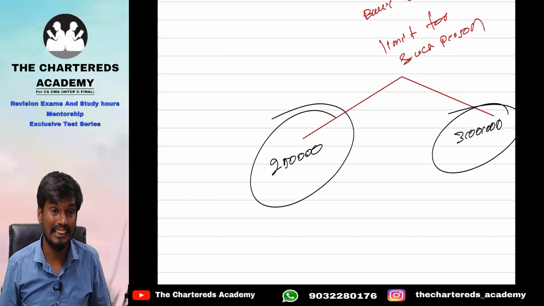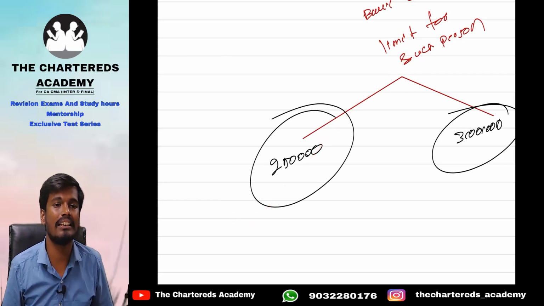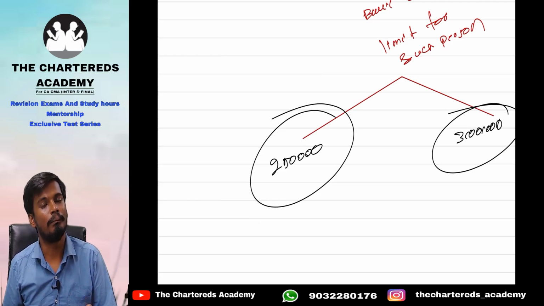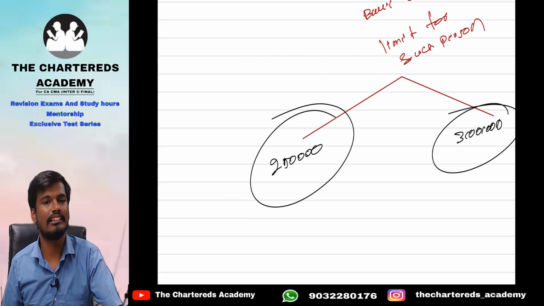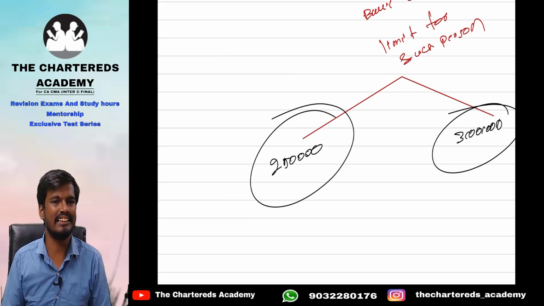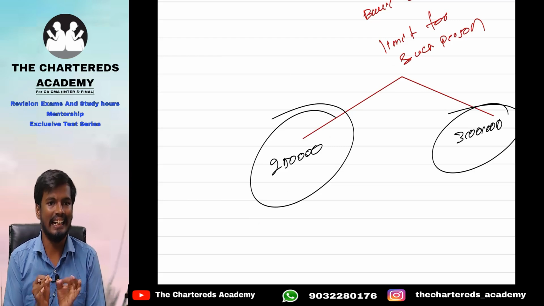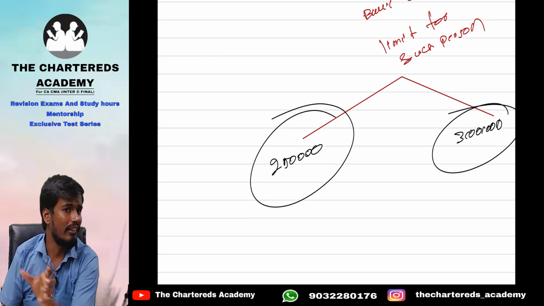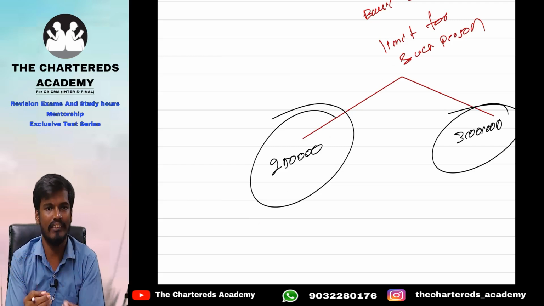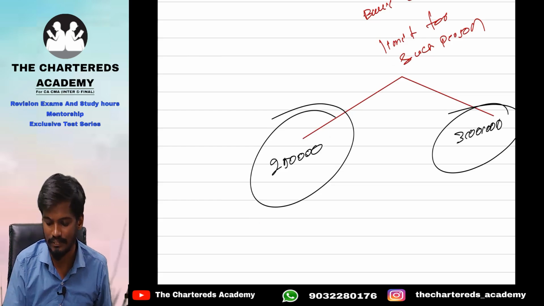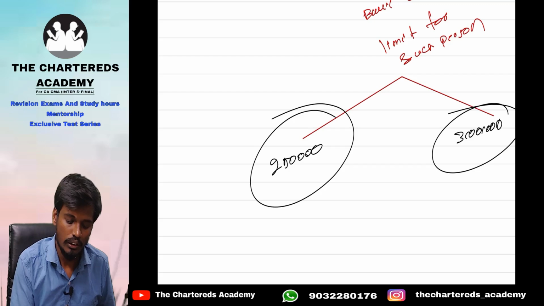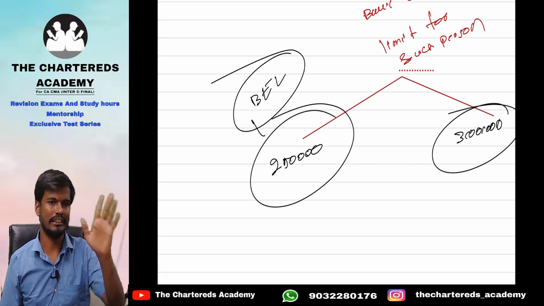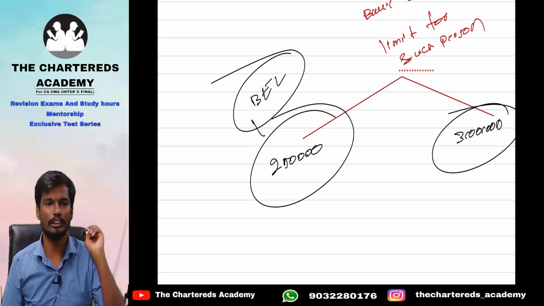Yes, sir. The basic exemption limit is 2,50,000 only, because your basic exemption limit depends on whatever your age is in the previous year, not in the assessment year, sir. Whatever age you have in the previous year, based on that it is calculated, not based on the assessment year. So in this example, our basic exemption limit is 2,50,000 only.